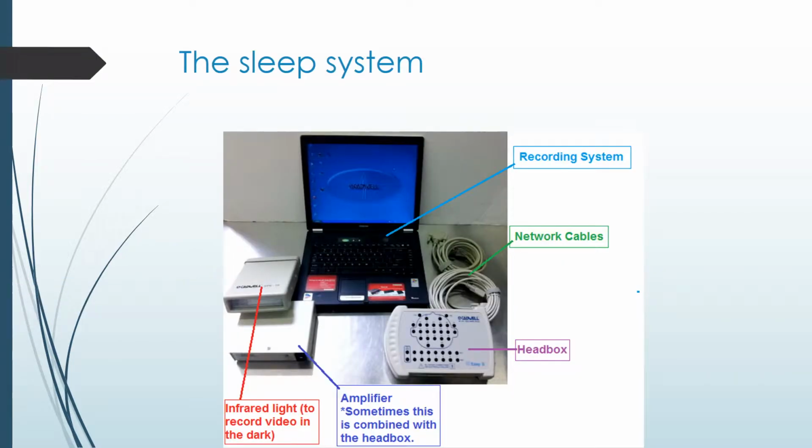This is an example of the sleep system. You see the laptop computer is the recording system. You see the network cables, the head box. There's an infrared light that needs to be placed in the patient's room so the camera in the room could work. And there's an amplifier. In this system here, the amplifier is different than the head box. They are two different components. In some systems, the amplifier is within the head box. It's just part of it. Let's go on to our next slide and see how all of this is put together with our patient.